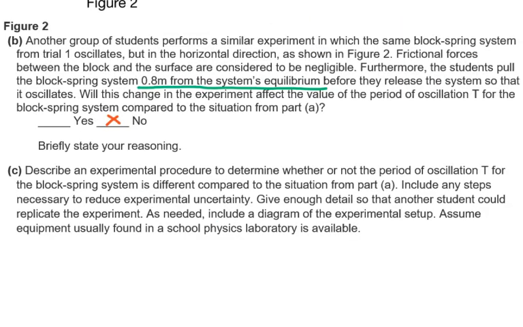And for the last part, describe an experimental procedure to determine whether or not the period of oscillation T for the block spring system is different compared to the situation from part A. Indicate any steps necessary to include experimental uncertainty. Give enough detail so that another student could replicate the experiment as needed. Include a diagram of the experimental setup. Assume equipment usually found in a school physics laboratory is available.